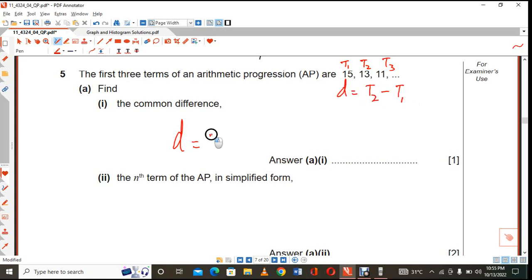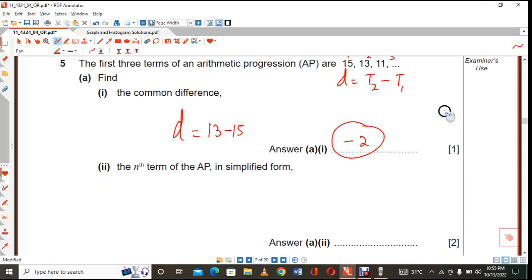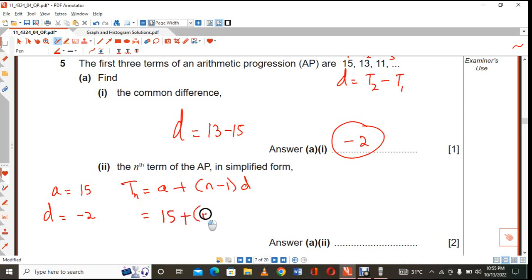So in this particular case, it's 13 take away 15, so it is negative 2. The sequence, as you can see, is decreasing, so the common difference should be a negative number. Now they ask you to find the nth term. The first term, we use letter A to represent the first term, is 15. The common difference is negative 2. The formula is T sub n equals A plus n minus 1 times D. So the 15 is going to be here, plus n minus 1, and our D is negative 2.